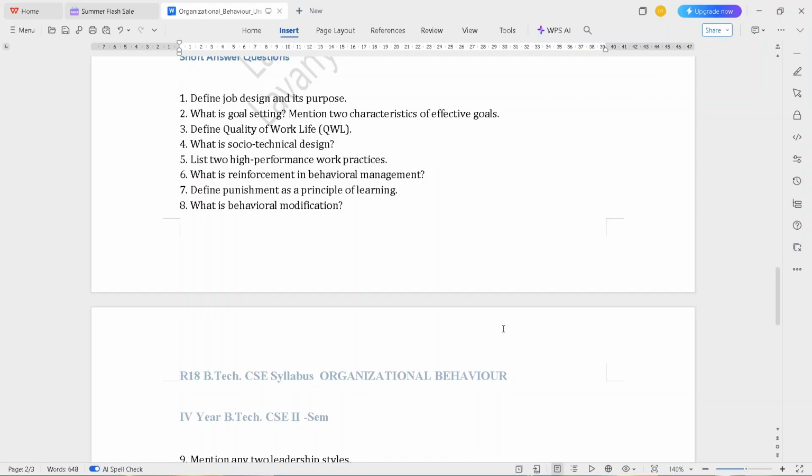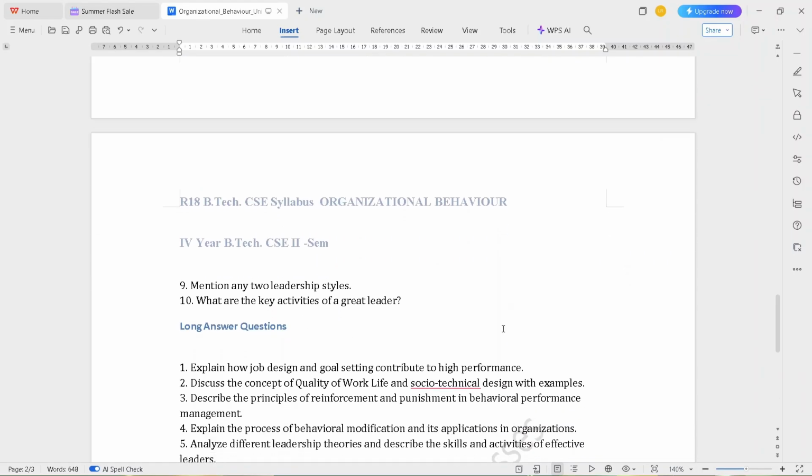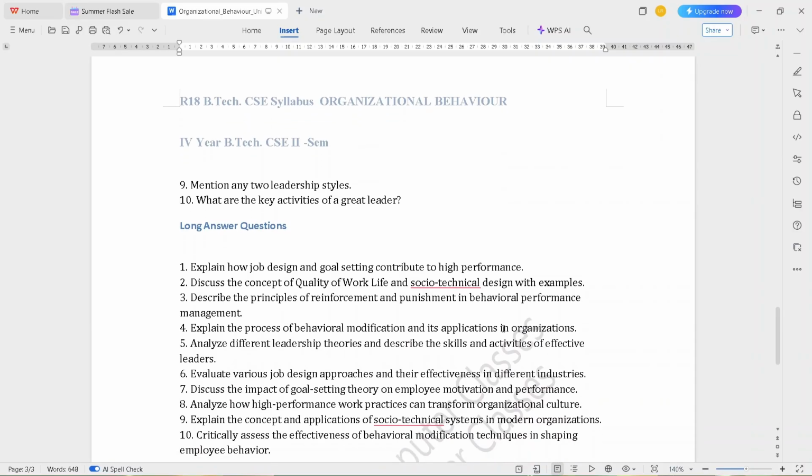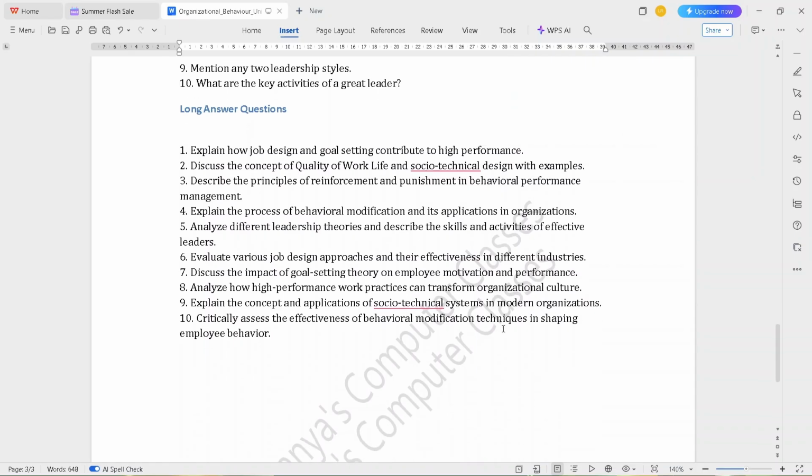What is reinforcement in behavioral management? Define punishment as a principle of learning. What is behavioral modification? Mention any 2 leadership styles. What are the key activities of a great leader? These are the short answer questions in last unit, unit 5.